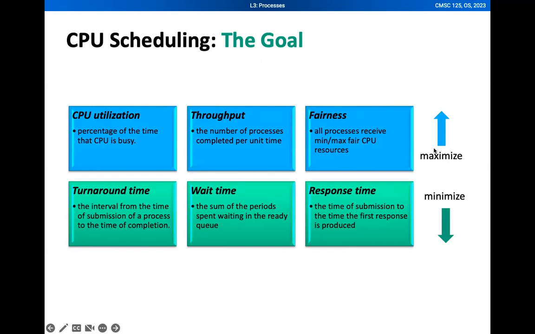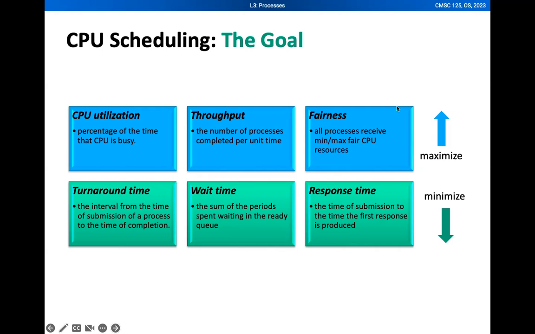So what would be the goal of CPU scheduling? We want to maximize the CPU utilization, the throughput, and the fairness, and to minimize the turnaround time, the waiting time, and the response time. So why is this the case? Why is it that we want to maximize the CPU utilization, throughput, and fairness? Because we want the CPU to be executing a lot of processes. If the CPU is working and busy, it means that it is doing a lot of work. So we want to maximize the CPU resource. And if a lot of processes have been completed, then it means that the CPU is busy and doing a lot of work. Okay? So if it does a lot of processes, then it is ideal that the throughput is maximized.